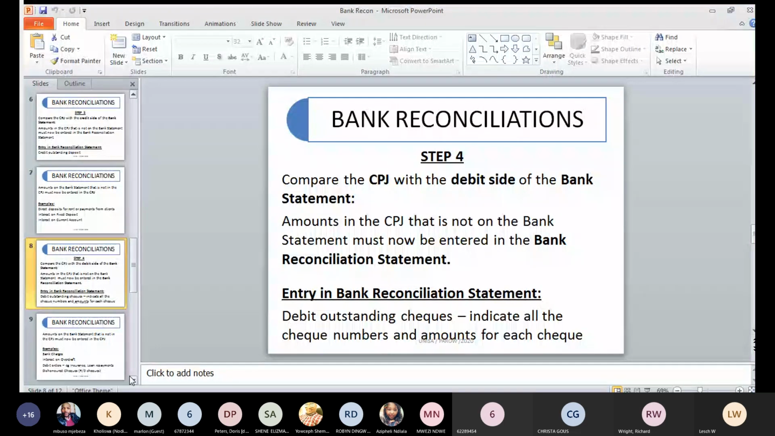But while that person has not deposited the check as yet, the bank cannot deduct the amount from our bank statement. But we have issued the checks in the cash payments journal. It is in the cash payments journal, not on the bank statement. You record it now in your bank reconciliation statement, and you will write there, debit outstanding checks.